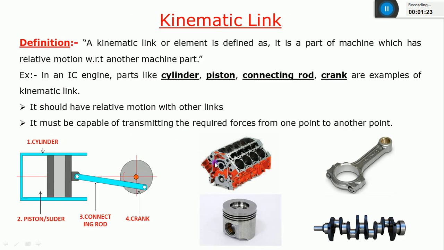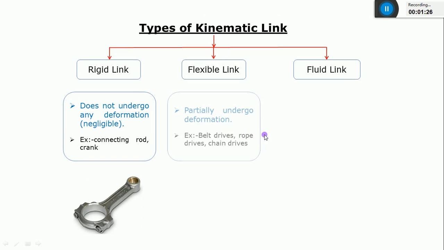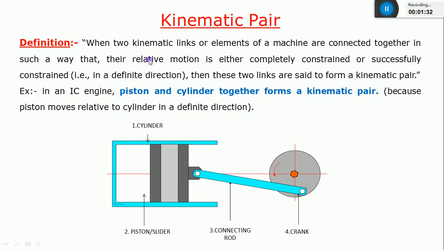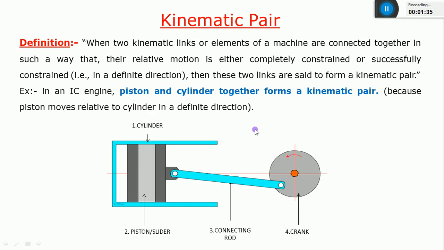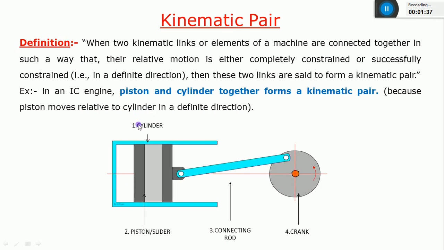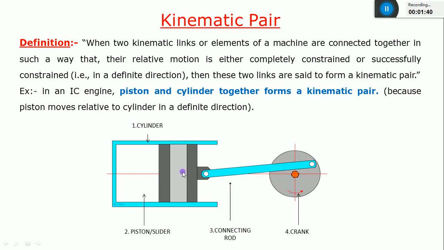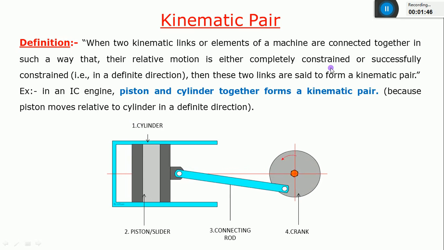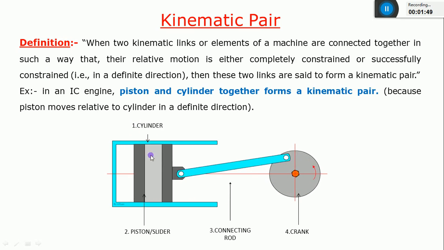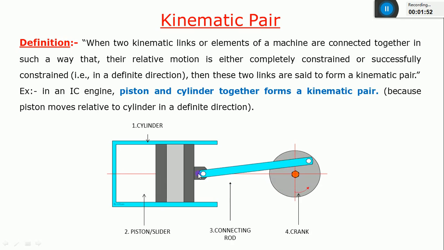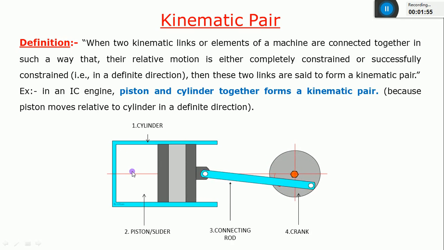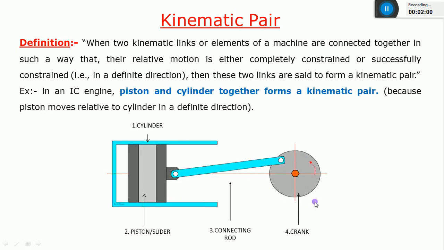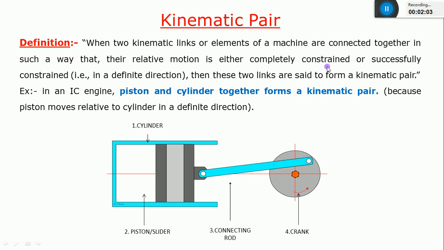Directly I'll go to the kinematic pair. So as I've discussed, the kinematic pair is nothing but a combination of two links. When you consider two links moving in such a way that their relative motion is completely constrained or successfully constrained, it means the path is restricted to a certain rule. In this case, the rule is the piston has to slide, and with respect to the crank, it has to rotate. There should not be any linear motion. So that is nothing but a completely constrained motion, right?